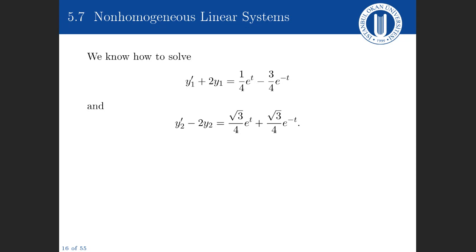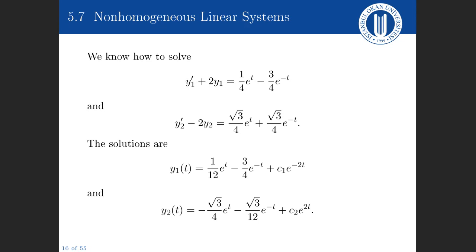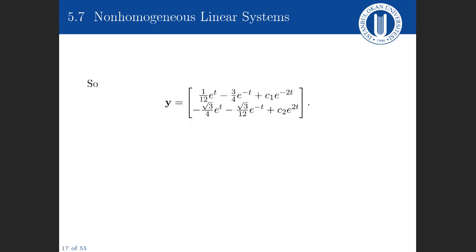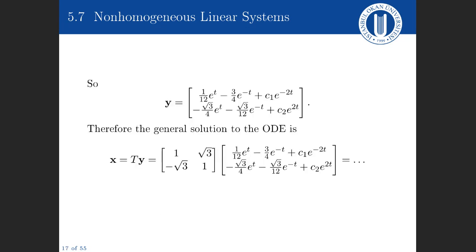You know how to solve these, so I'm just going to tell you the solutions. These are the solutions to these two differential equations. As soon as we know y, we can multiply by T to get x. x is equal to T multiplied by this vector y. And I'm not going to finish this question. You know how to multiply matrices together, so I'm just going to leave this example unfinished.